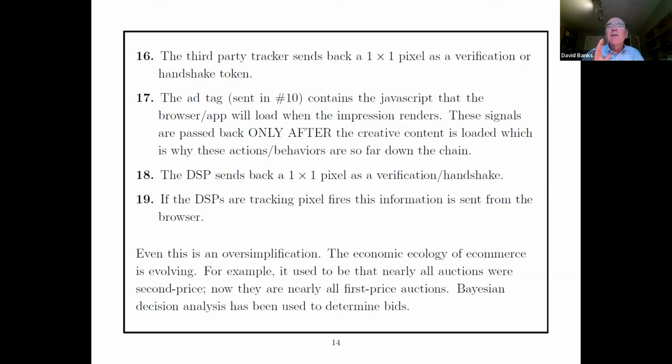And this sounds complicated. Every step is necessary. And even this is an oversimplification. Back a couple of years ago, nearly all of these auctions were second price auctions, Vickrey auctions, but now they've nearly all become first price auctions. And Bayesian decision analysis has been used to determine the bids that companies place in these auctions. So I don't know how many companies are using Bayesian methods, but I know some are.